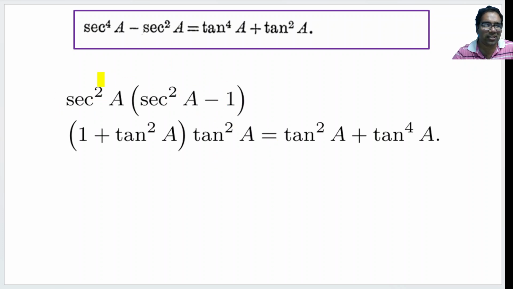And what is secant square a? It is obviously 1 plus tan square a because secant square a minus tan square a equals 1. Right. This we are converting into 1 plus tan square a. This we are converting into tan square a because everything we have to convert to tans, right? So what is this? Tan square a into 1 is tan square a plus tan square into tan square which is tan power 4 a. Right? Very simple. Just convert secant to tan.